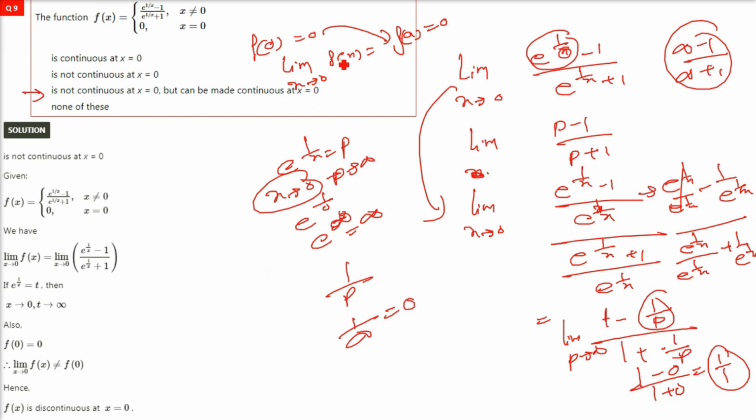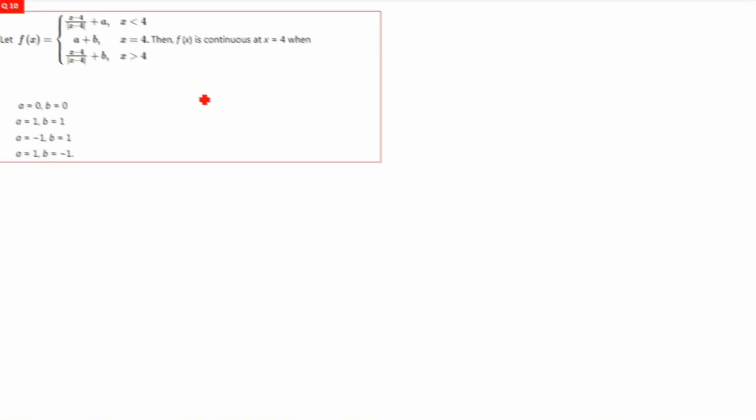But this 1 is when x is not equal to 0, and you get 0 when x is equal to 0. So 1 is not equal to 0, so it is not continuous. I indicated earlier that it may not be continuous, or it may be made continuous. That is not the case. It is not continuous. That is the answer because we have devised it.